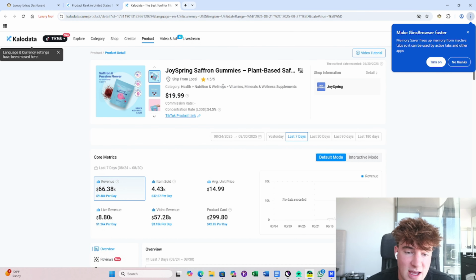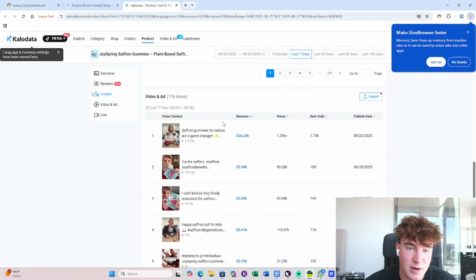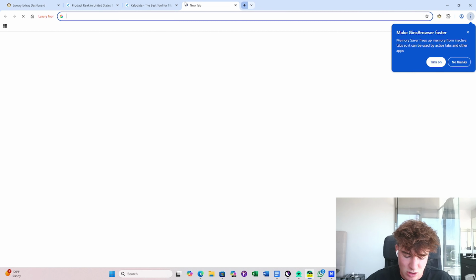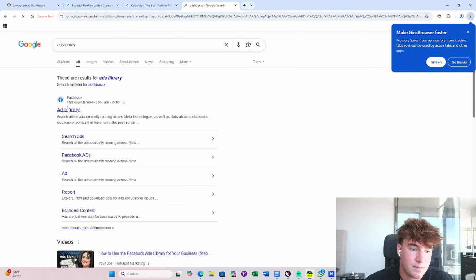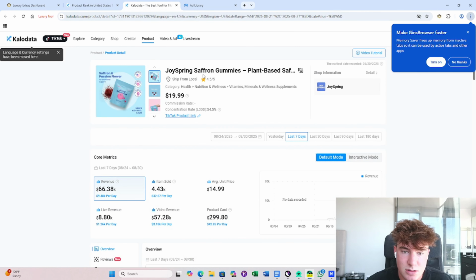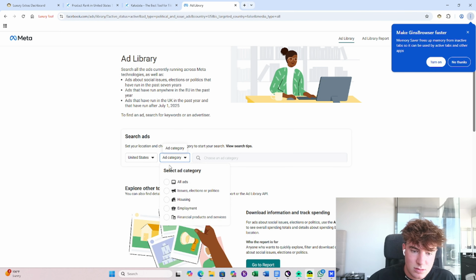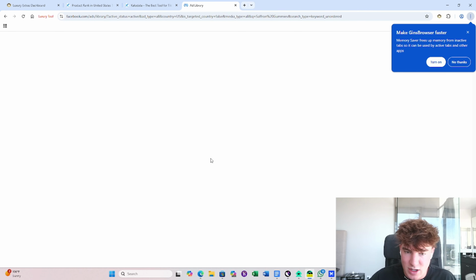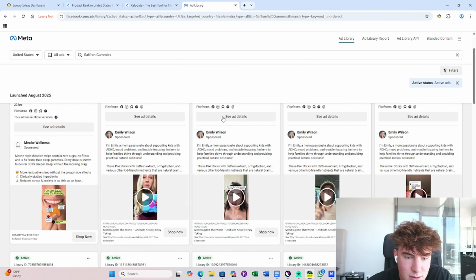So basically the next thing I would do is that I would look to see on Facebook ad library if anybody is running these ads to see if I can rip them. So I'll come over here to the ads library. Boom. Let me go grab the name of this. Saffron gummies. And basically just throw in the name right here, and then we can look to see if anybody's running these.